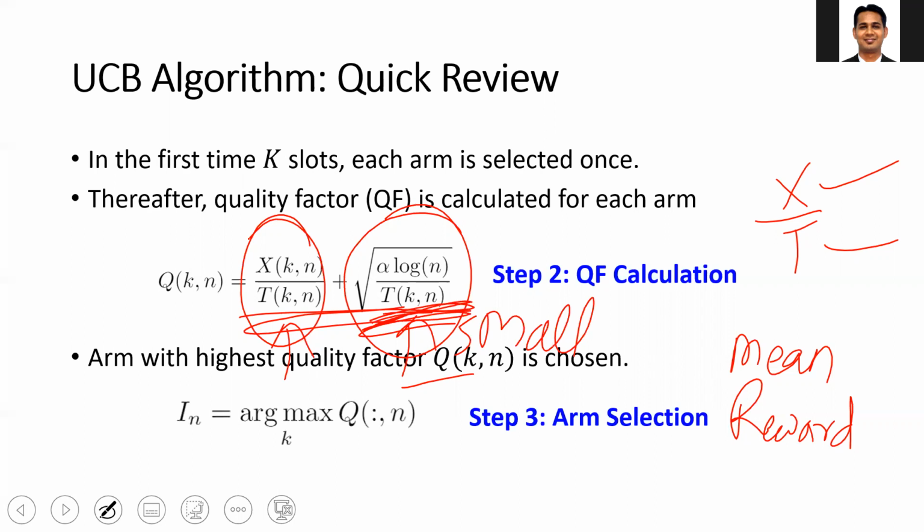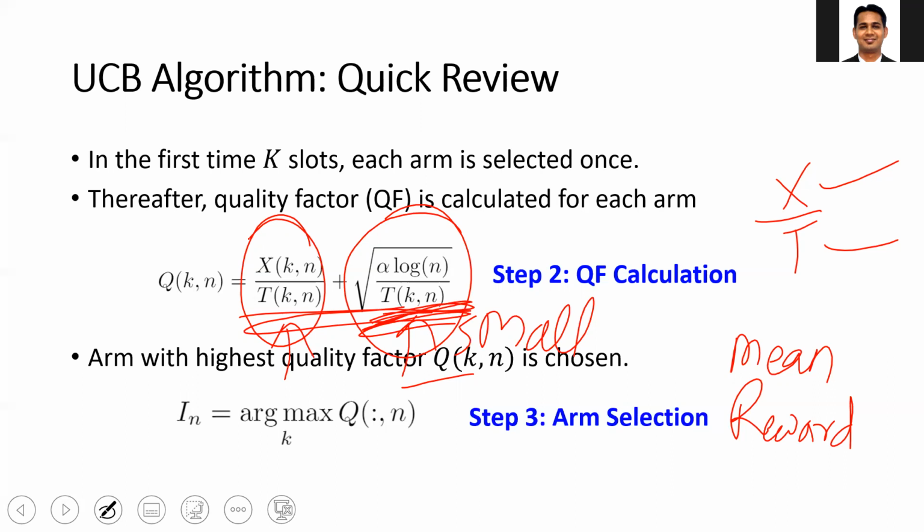Okay. So what happens if you are running the algorithm for a horizon of n time slots? In the first k time slots, you select each arm once. So you select the first arm in the first time slot, the second arm in the second time slot, and so on. So it is in the beginning. Then in every time slot, you need to calculate the quality factor for all the arms. So if you have k arms, you need to find out the quality factor for the k arms.